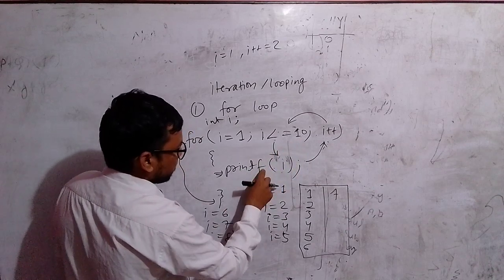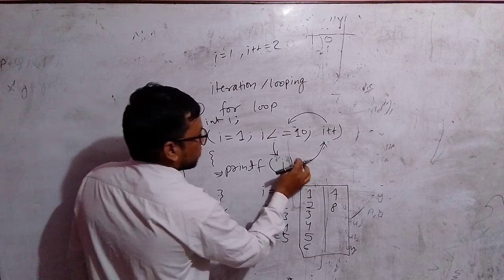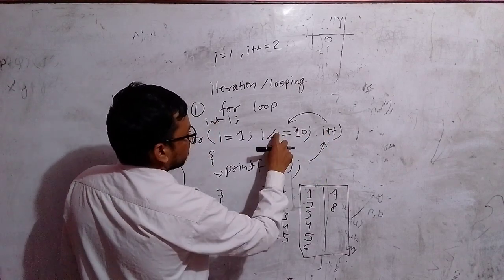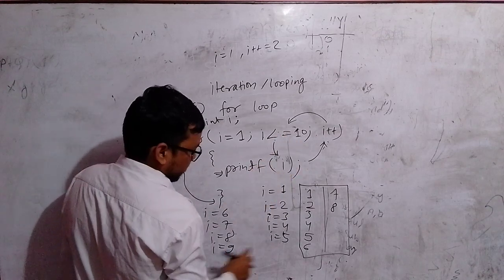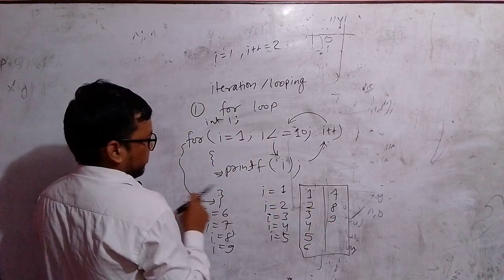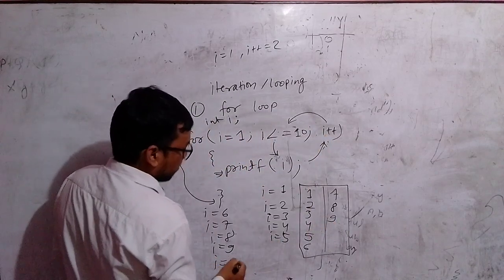True means the control goes here. It prints 8. And it goes here again. I will be 9. 9 is less than 10. Satisfied. Satisfied means print I. That means the value of I is 9. 9 will be printed here. And it goes here. What would be the I? I is equal to 10.